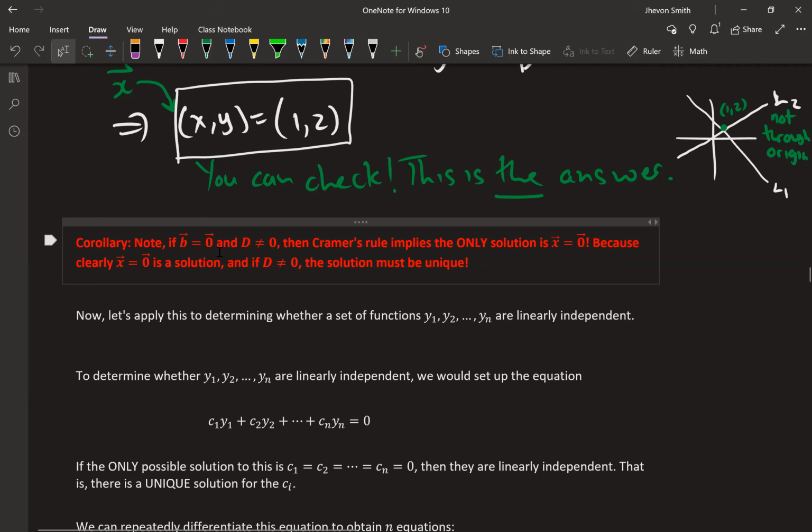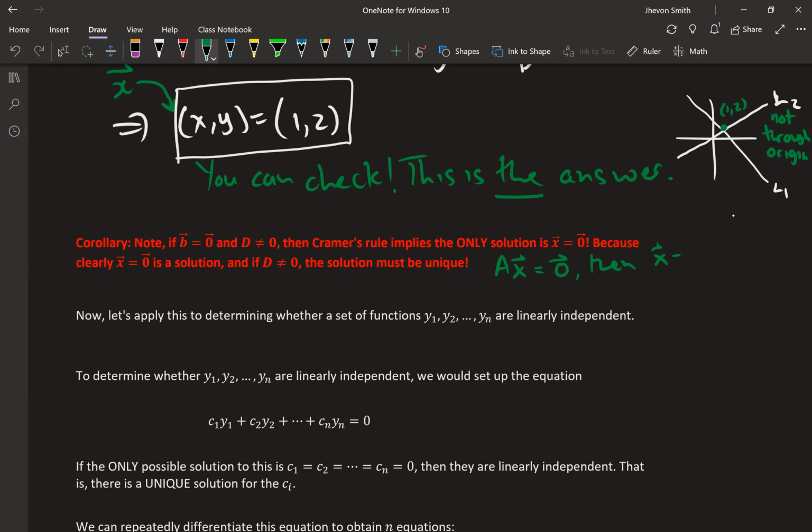Corollary: if b equals 0, so this means that I have Ax equals 0, then you know that x equals 0 is obviously a solution. A times the 0 vector is going to be the 0 vector. And if D is not 0, then it is the only solution.